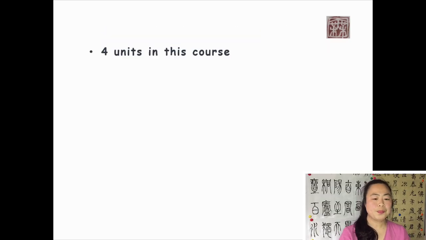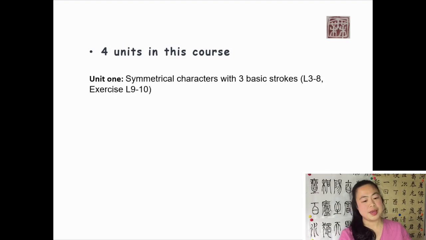Okay, so how do I organize this course? I will divide it into 4 units. Unit 1 will be the symmetrical characters with 3 basic strokes. It will be from lesson 1 to 8, and then the exercise is lesson 9 to lesson 10.